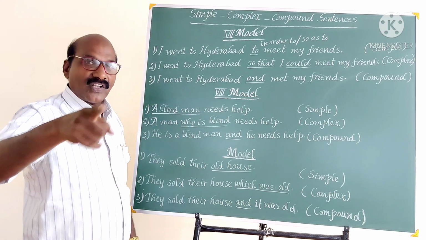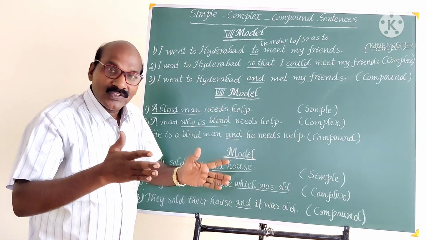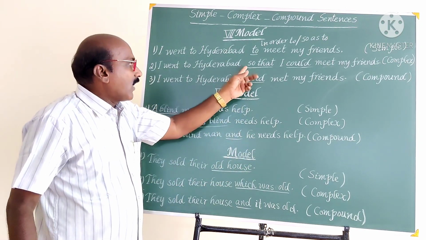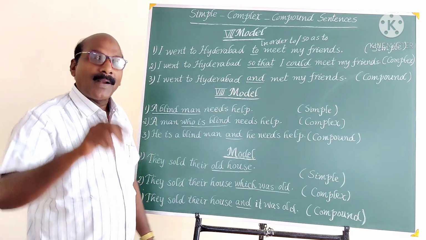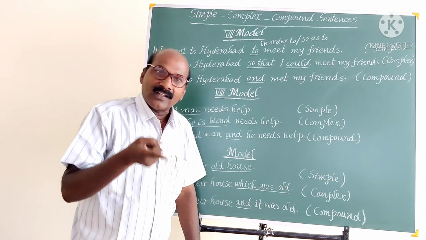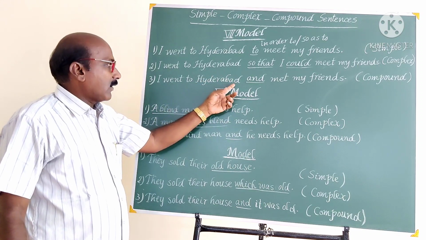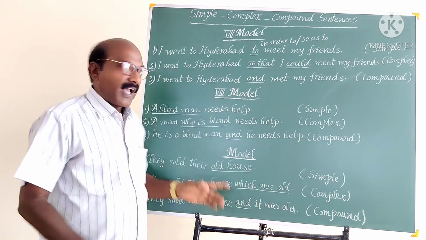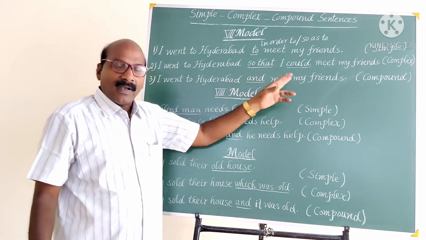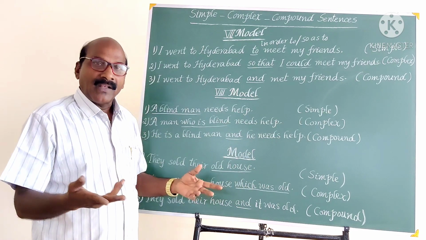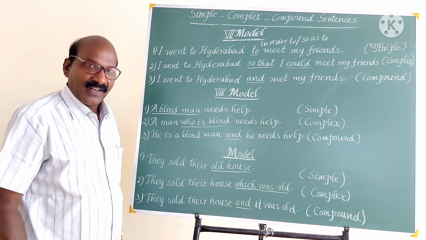This is complex because it has one main clause and one subordinate clause. I went to Hyderabad. It gives complete meaning, one main clause. And so that I could meet my friends. From here we get the complex sentence. The combination of one main clause and one subordinate clause is complex. I went to Hyderabad and met my friends. I went to Hyderabad, complete meaning, one main clause. And met my friends, it gives another complete meaning. Combination of two main clauses, that is compound sentence.